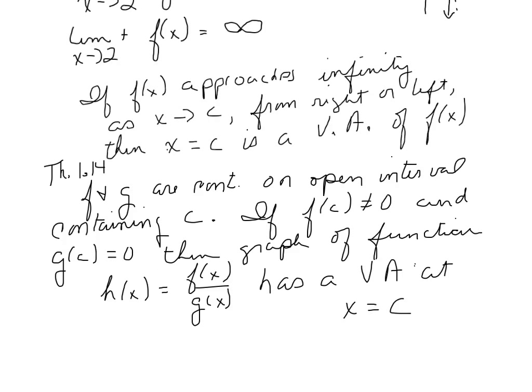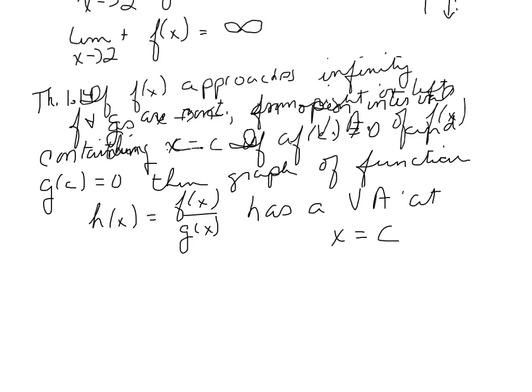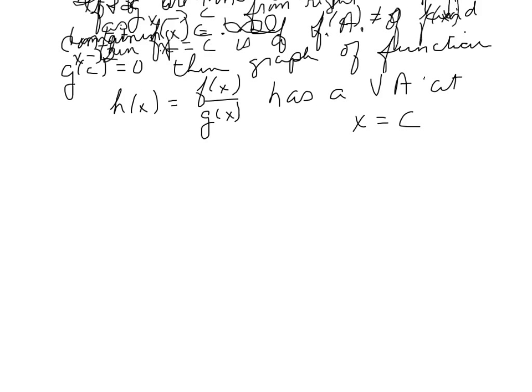So let's look at some functions and see if we can determine what the vertical asymptote is. Okay, what's my vertical asymptote, Noah? Or is there one? Just negative 1? X equals negative 1. All right.